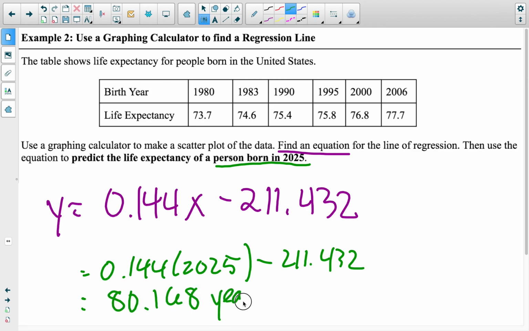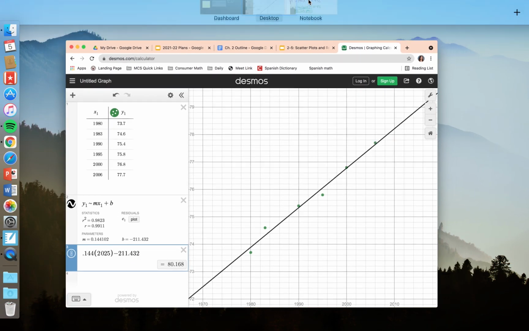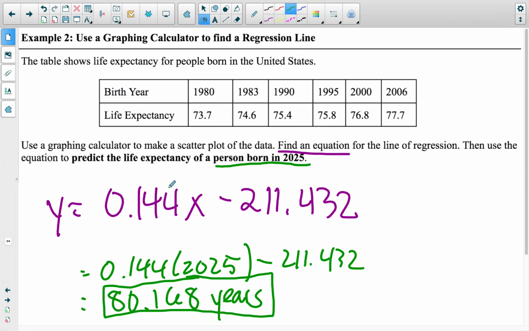So this means that a person born in 2025 would expect to live until they're approximately 80 years old. Okay, that is how you use Desmos to find regression. Just create your table, and then type in y1 squiggle m x1 plus b, and then use your parameters to create your equation in slope-intercept form. If you have a TI-84, there will be a separate video for that.